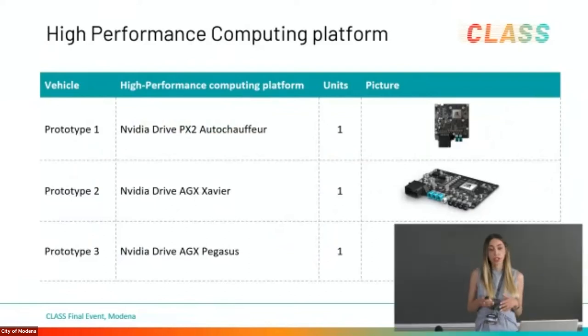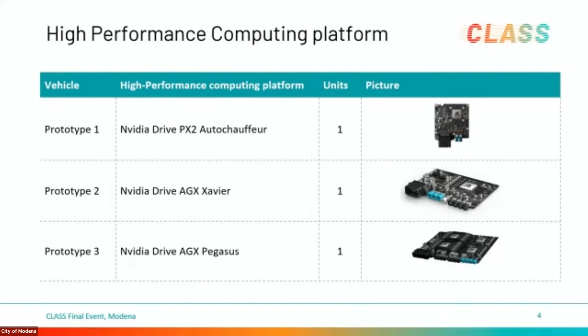Finally, each vehicle includes a powerful high-performance computing platform. This allows to integrate all the data from the radar, LiDAR and cameras. In particular, for the first prototype, we used the NVIDIA DRIVE PX2 Auto Chauffeur. For the second vehicle, the AGX Xavier. And for the third vehicle, the AGX Pegasus. So we are using three different platforms to make a fusion between all these components and to have real-time information regarding the data from the surroundings and the vehicle.